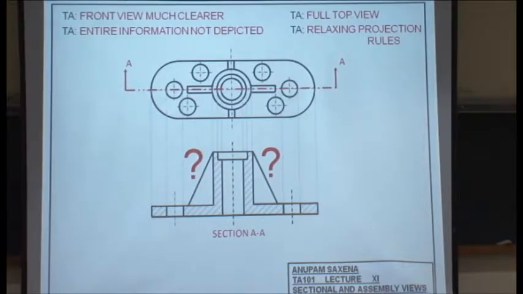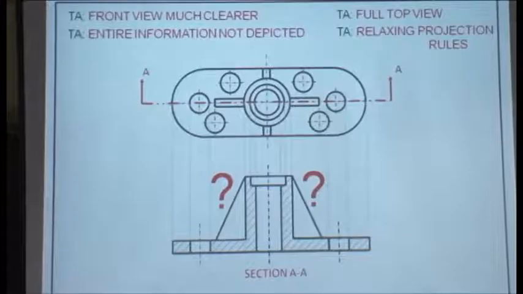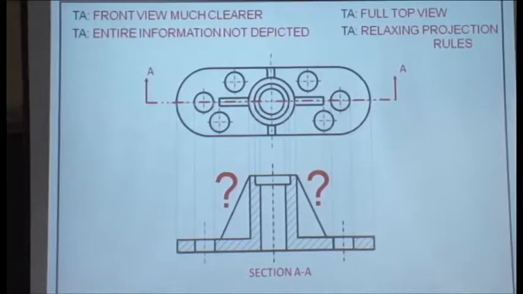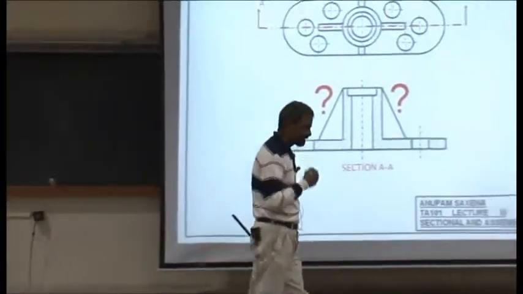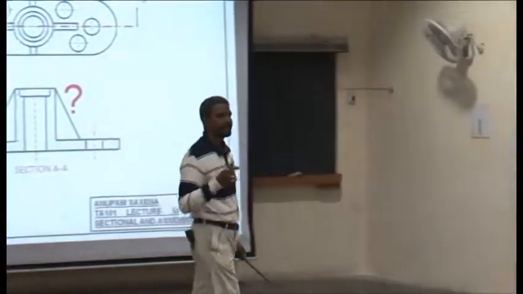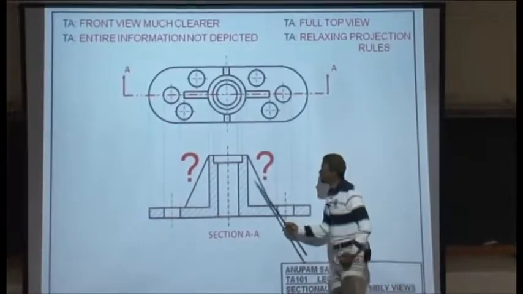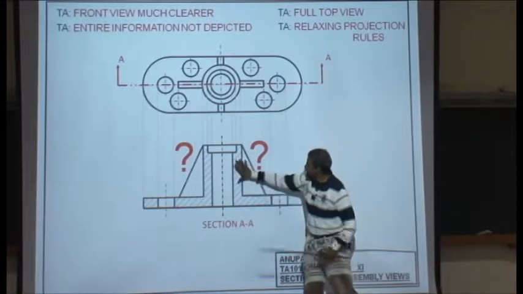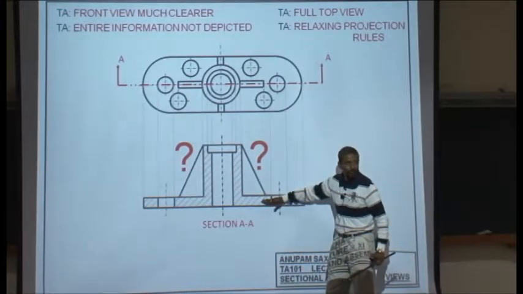Why did I not section the triangular ribs? You have no idea, and I expect that. Not a problem. I'll come back to it later. But to give you a clue, by convention, there are certain elements in the object which are supposed to be for support. For example, these triangular ribs are essentially meant to support the cylindrical feature over this platform.